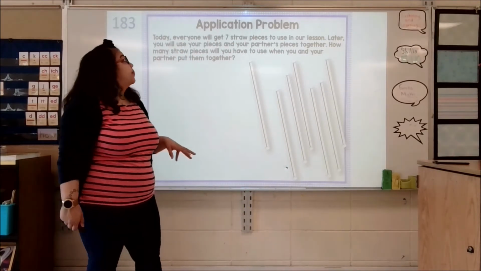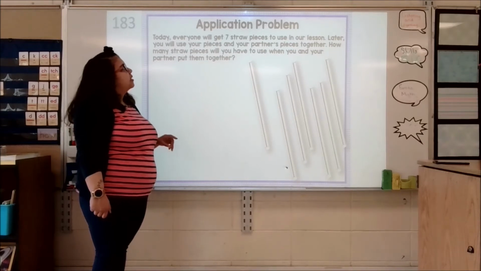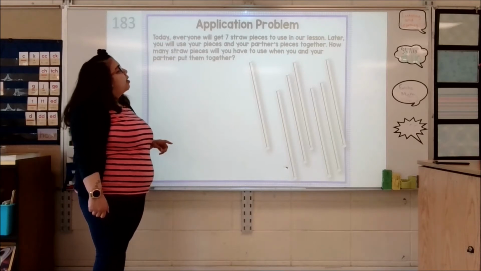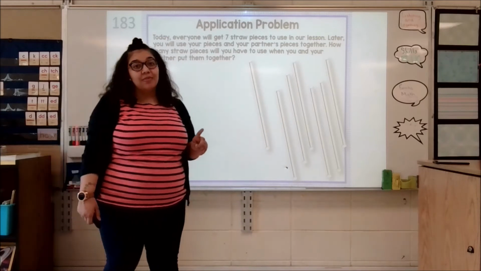So again, it reads, today everyone will get 7 straw pieces to use in our lesson. Later, you will use your pieces and your partner's pieces together. How many straw pieces will you have to use when you and your partner put them together?